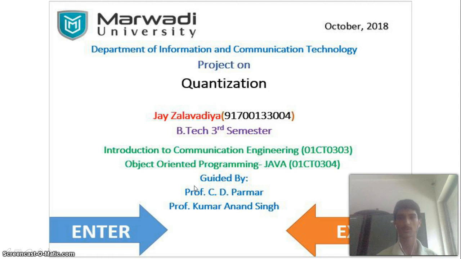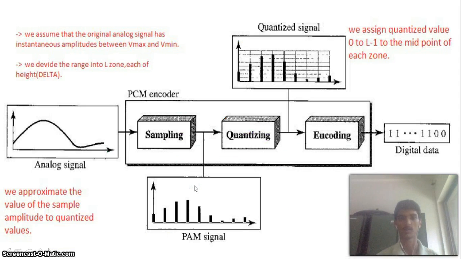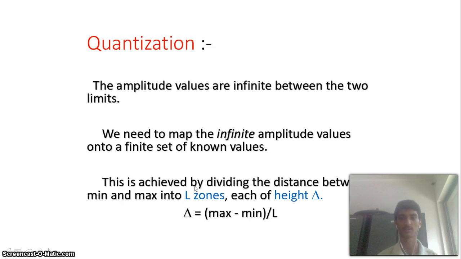Today I want to explain about quantization. This is the block diagram of PCM. In quantization, the amplitude values are infinite between the two limits. We need to map the infinite amplitude values onto a finite set of known values.